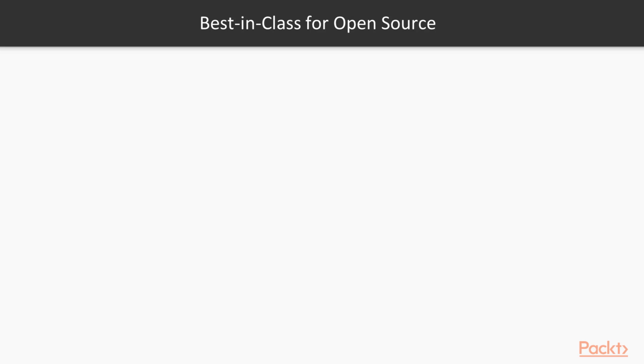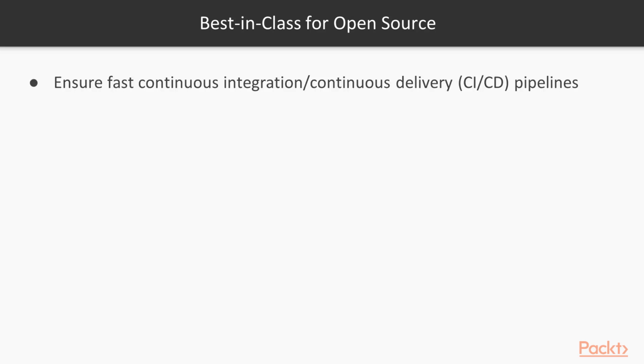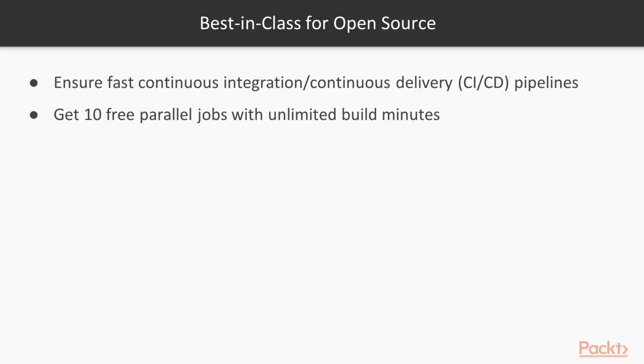Azure is best in class for open source projects. It includes fast continuous integration and continuous delivery. The pipelines are available for every open source project. Azure offers 10 free parallel jobs with unlimited build minutes for all open source projects. So if you're involved in open source, it's well worth getting stuck in there.